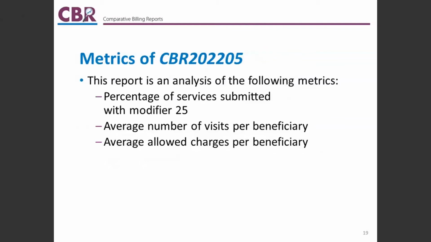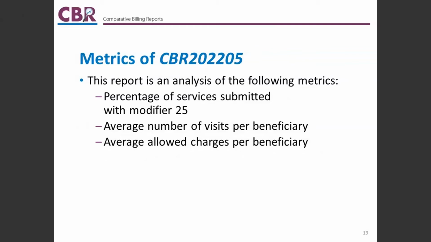Let's talk about the metrics for this CBR. This is a list of the metrics analyzed within this CBR. Each metric was created to take a more detailed look at the submission of claims for critical care services. The metrics are percentage of services submitted with modifier 25, average number of visits per beneficiary, and average allowed charges per beneficiary.